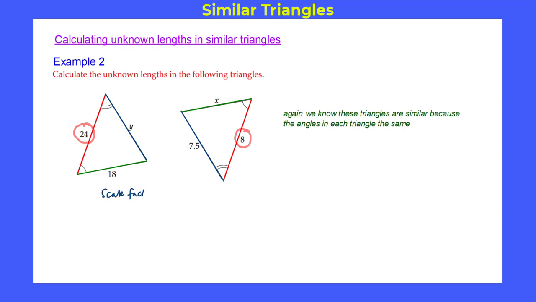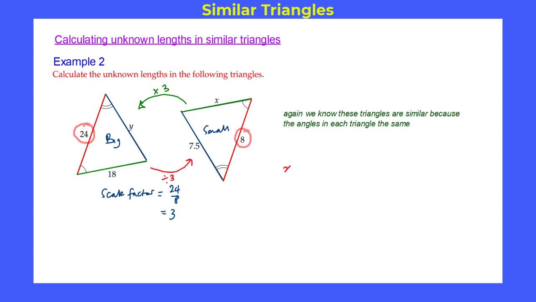So our scale factor, remember, was the big value divided by the small one. So we've got the big triangle on the left this time, the small one on the right. So we're going to have 24 divided by 8, which is 3. So there's my scale factor. That tells me to go from small to big, I times by 3, and to go the other way, I divide by 3.